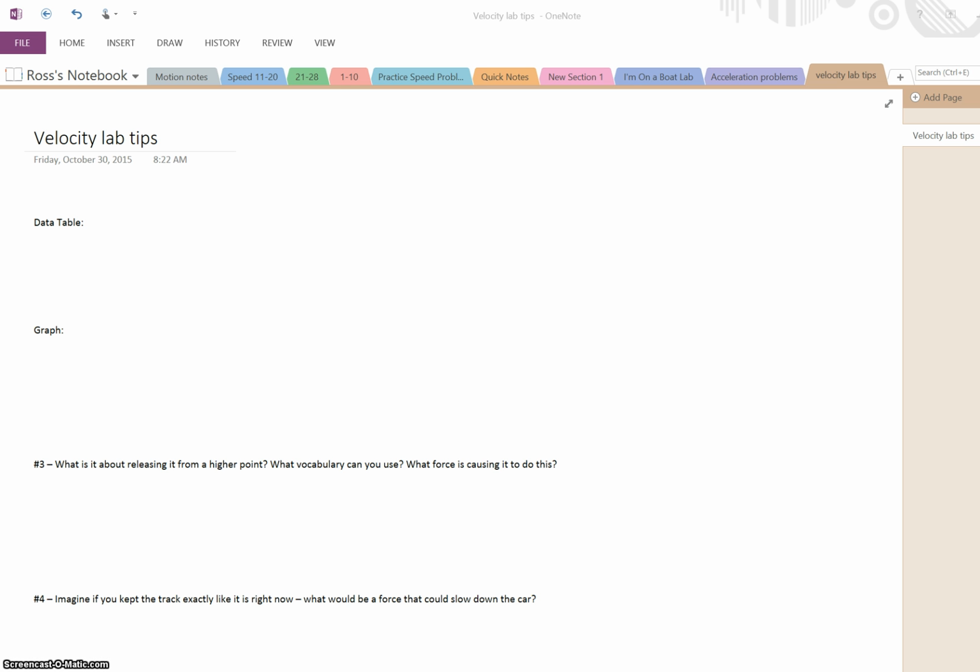So first thing for your data table, when you put your data table into Excel, I suggest using the exact same setup as what they have in your actual lab handout. That way you'll have it set up by the release point, you will have 3 different trials, and you'll have a place for the average. So make sure to copy the setup in your lab packet.